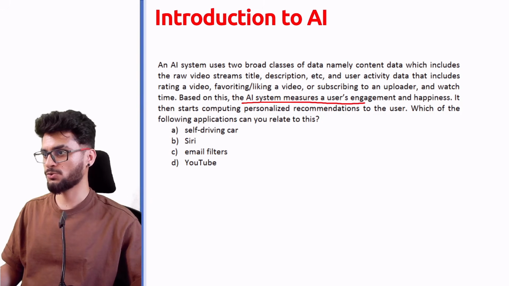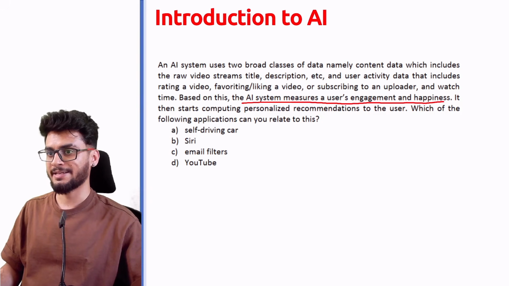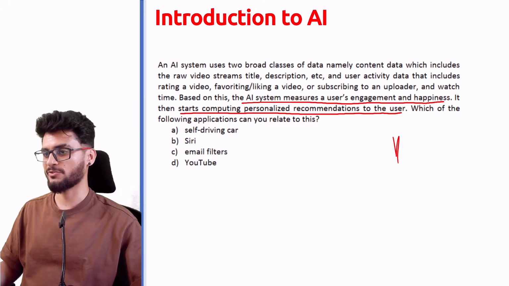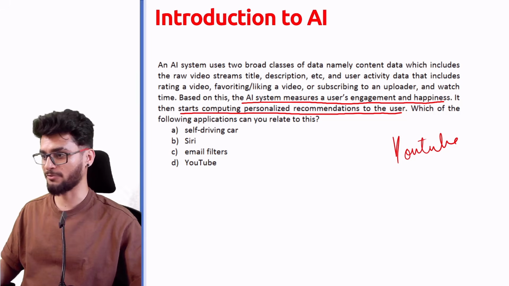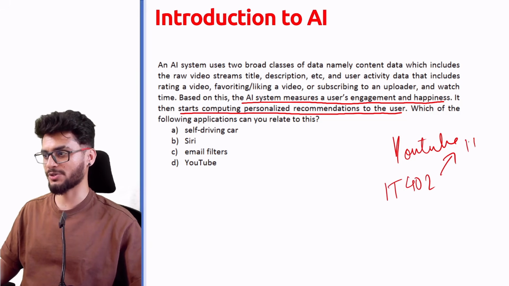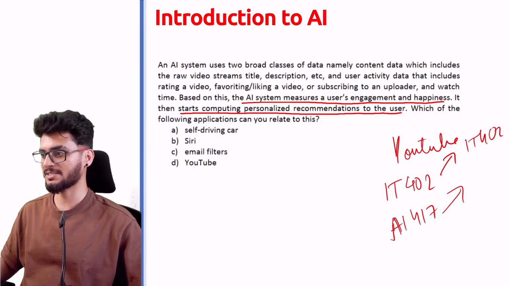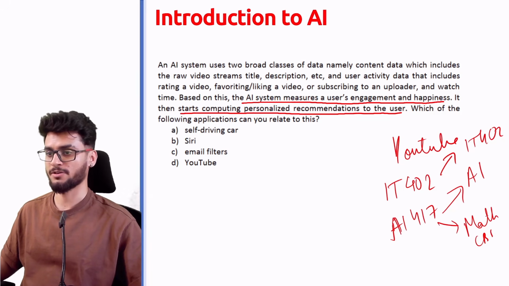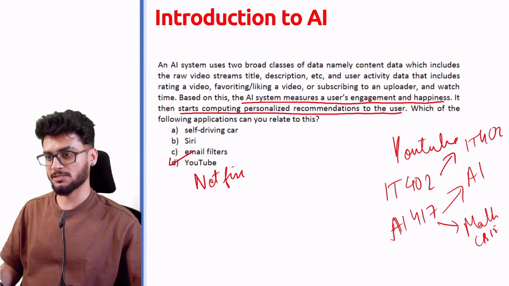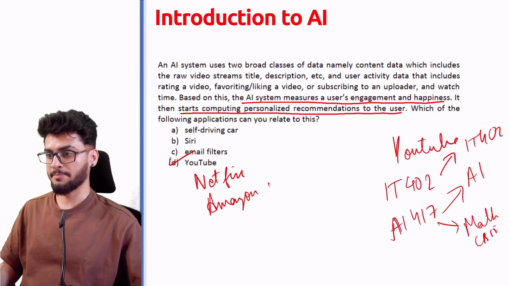The AI system measures users' engagement and happiness. Then it starts computing personalized recommendations for the user. If you are looking at YouTube, and you watch my video on IT402, then you will be suggested other videos on IT402. Or if you're studying AI 417, you will be suggested videos on artificial intelligence or maybe mathematics for CBSE, and so on. So which application can you relate to? Obviously YouTube. Other applications can be Netflix, Amazon Prime.